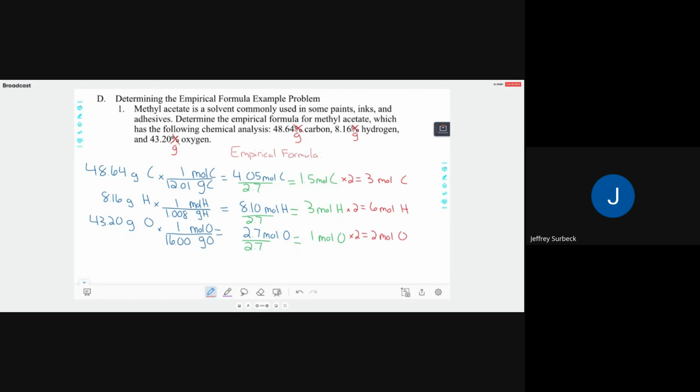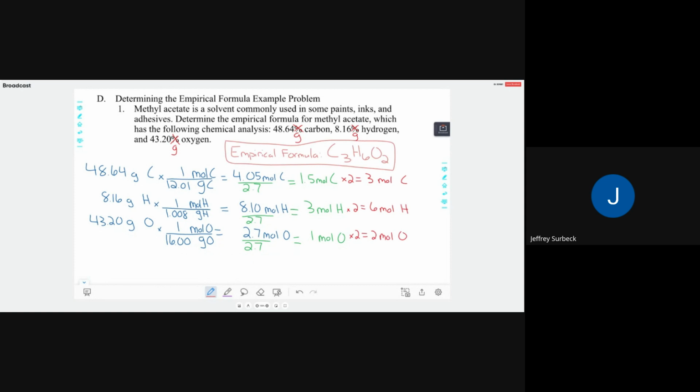So what we do is this. We just list the elements out in the order that they appear in the problem. And so we start with C. The subscript becomes that total mole there on the left, which is C3H6O2. Okay? Questions? This is the empirical formula. We would go one step further for the molecular formula. Questions? Does anybody need this?